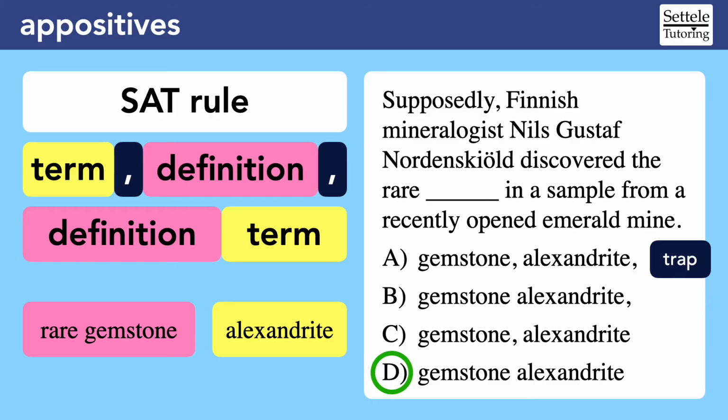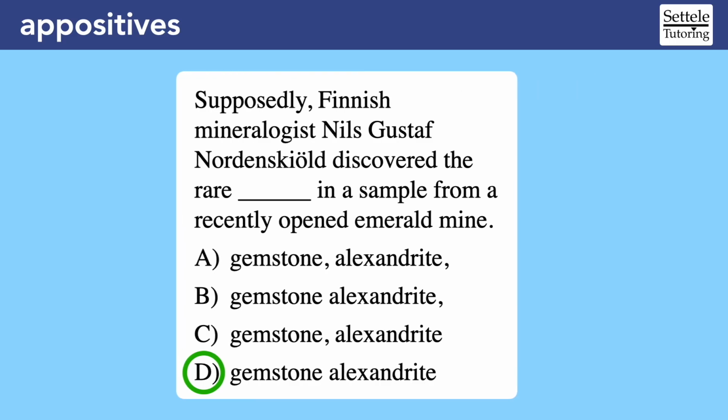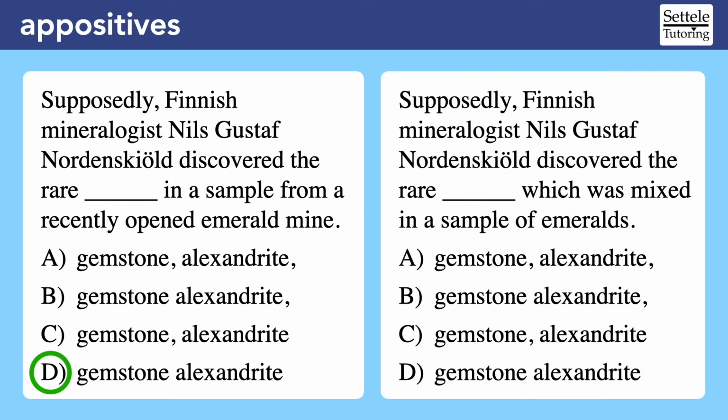But just be careful not to rely too heavily on the appositive rule on the SAT. Here's a similar sentence, but I've changed the ending slightly. Supposedly, Finnish mineralogist Niels Gustaf Nordenskjöld discovered the rare gemstone alexandrite, which was mixed in a sample of emeralds. The appositive rule has not changed. Alexandrite is our main term and rare gemstone is our definition, so we don't need commas. However, we also have a which clause attached to the end of the sentence, and which clauses typically get commas. So in this case, choice B is correct. But to be clear, the only reason the comma is there at the end is because of the which clause, not because of the appositive.